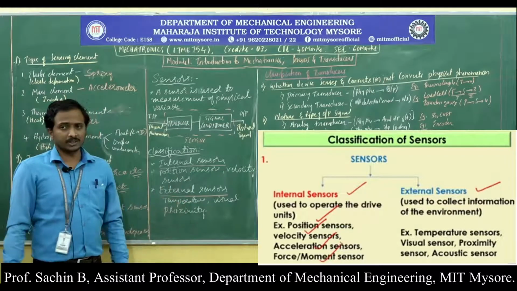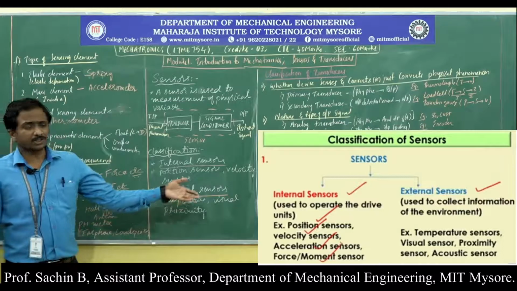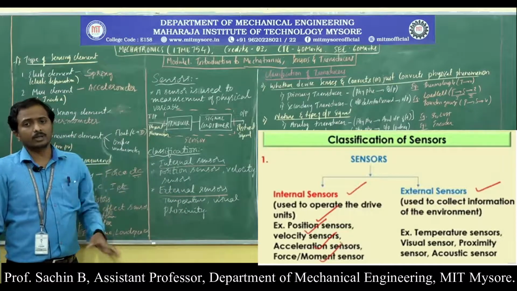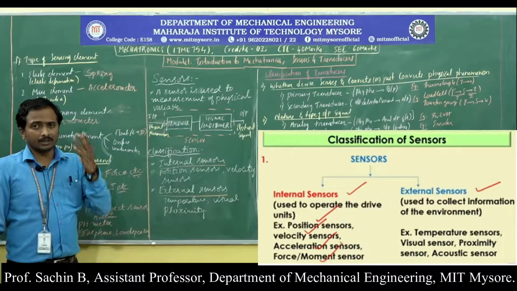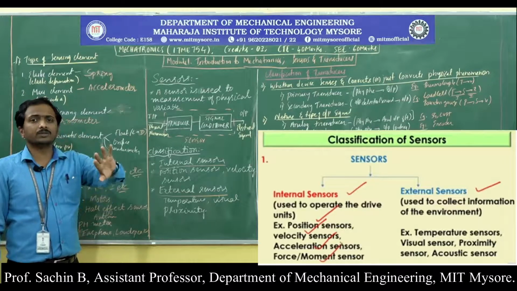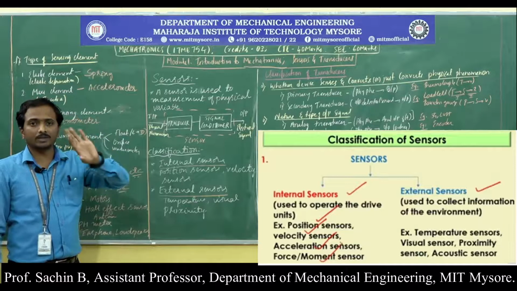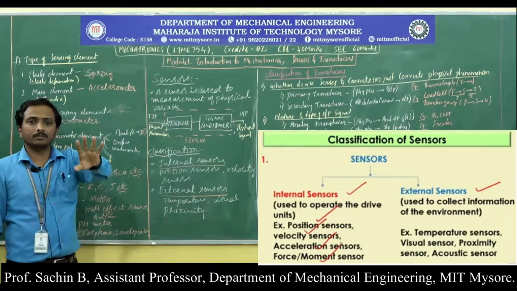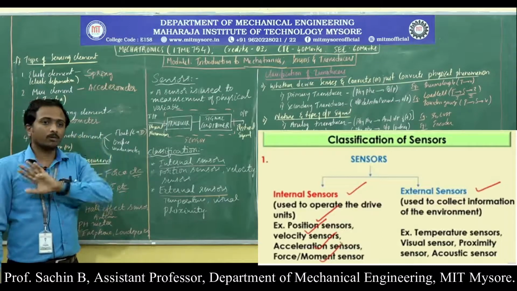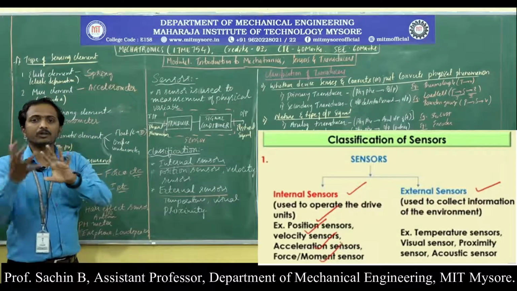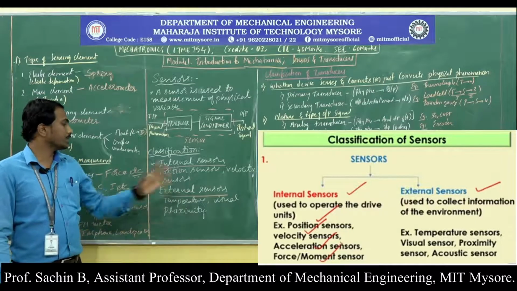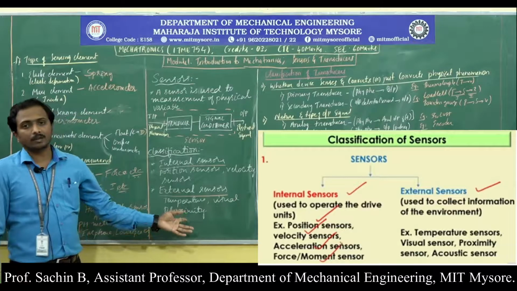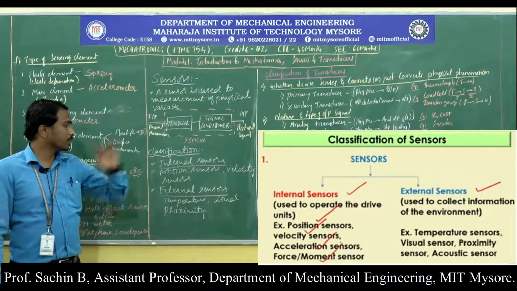Next we have external sensors. These external sensors are used to measure the environmental conditions. In our body, eyes and ears are the external sensors. We can clearly visualize through our eyes by observing the things around us in our daily life. In the surroundings we can clearly observe, that is the external sensors. Here temperature sensors, visual sensors and proximity sensors are used as external sensors.